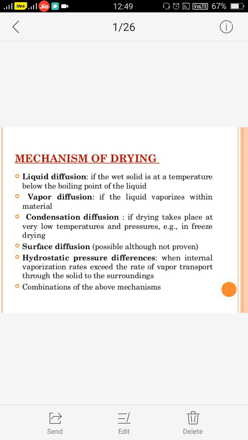Okay, so students, today our topic is mechanical dryers, which means heated air dryers. So before that, the first term to study is the mechanism of drying.